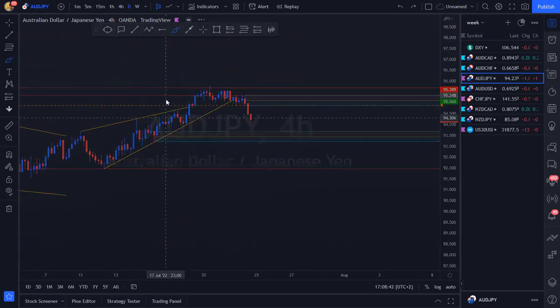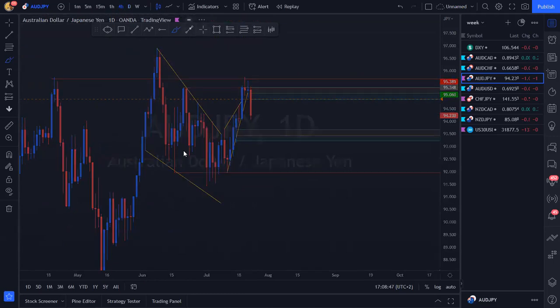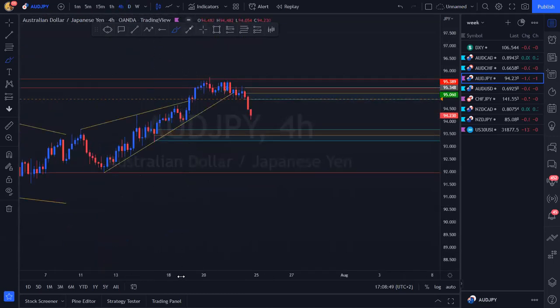I just noticed that there was something on my chart.